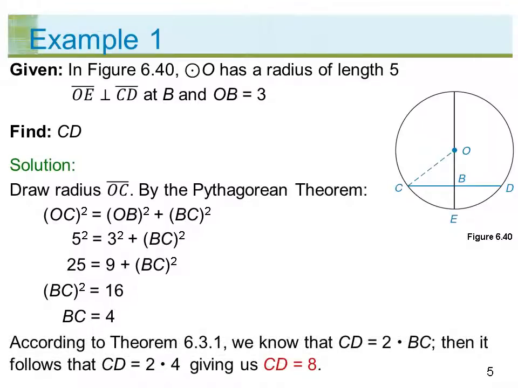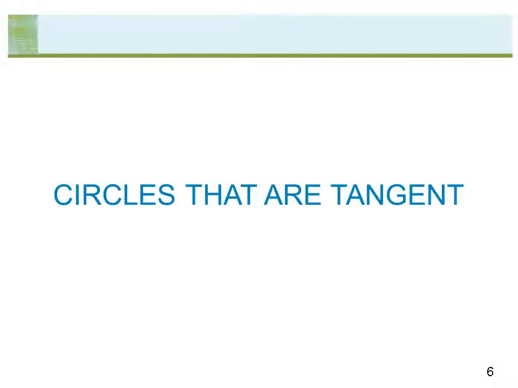According to Theorem 6.3.1, we know that length CD equals 2 times the length BC. Then it follows that length CD equals 2 times 4, giving us length CD equals 8.